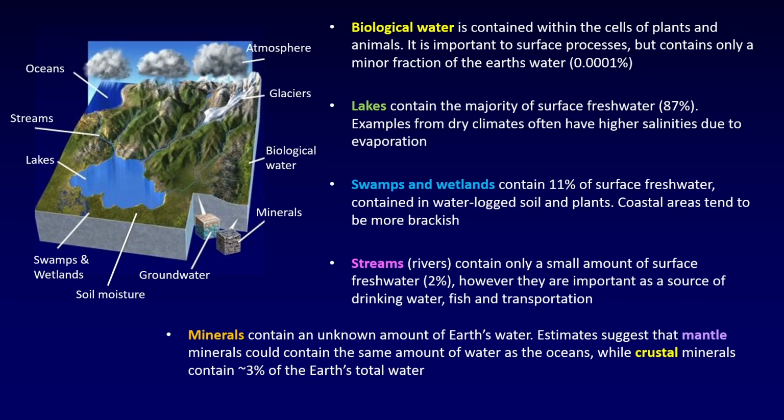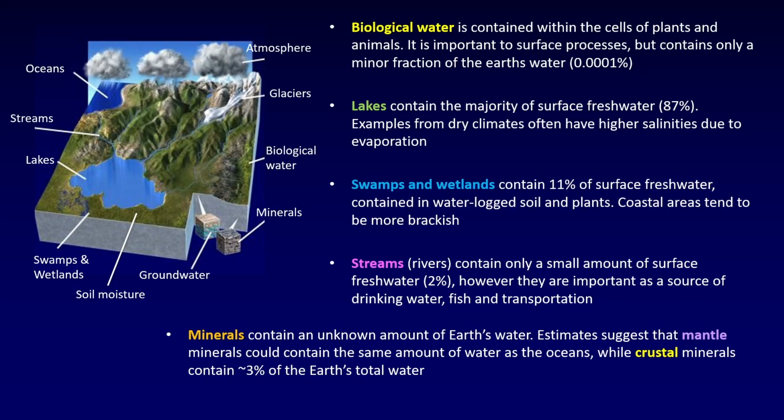So in terms of that 1% of fresh water that we know about, well, that's left over, 87% of it actually occurs in lakes. And that's where by far and away the majority of this 1% of fresh water is located. Now, lakes themselves, we find them everywhere. We find them in cold climates, temperate climates, and warm climates.